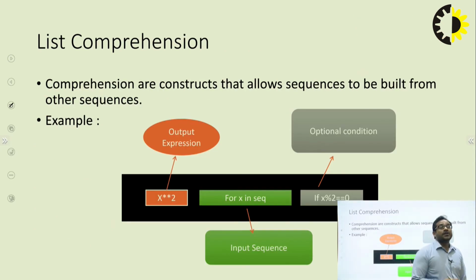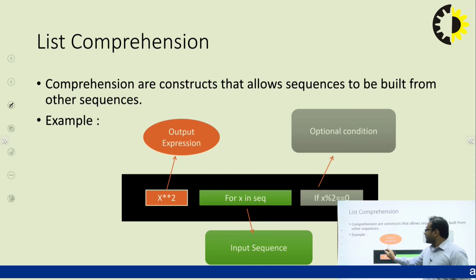Next, list comprehension. This is the most important thing in a list. In a list comprehension, there are three parts. The first part is the output expression, the second is the input sequence, and the third is the optional condition. The condition is optional, you can either pass it or neglect it.